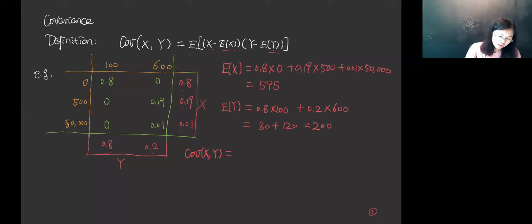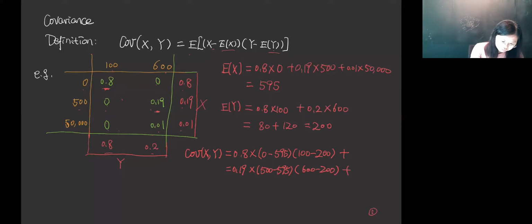For the covariance of X and Y, you need to consider all the possible pairs of values for X and Y. In this example, it is actually simpler because 3 of the cells have 0 probability, so we will not need to consider these 0 probability cells. We only consider these 3 positive probability cells. So covariance of X and Y equals 0.8 times the value corresponding to this cell, that's 0 and 100, 0 minus EX, 595, times 100 minus 200. That's the first cell. Now consider the second non-zero cell, 0.19 times the value of X corresponding to that cell, that's 500 minus 595 times 600 minus 200.